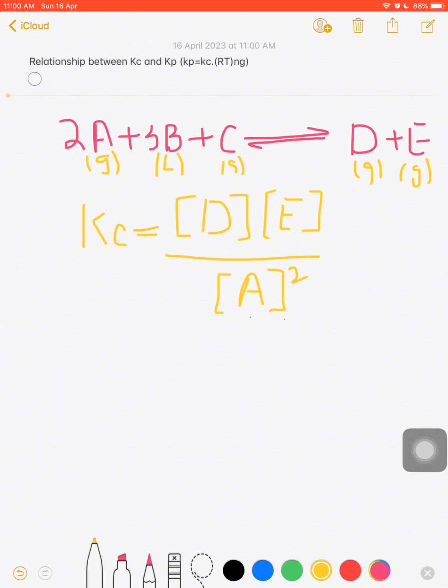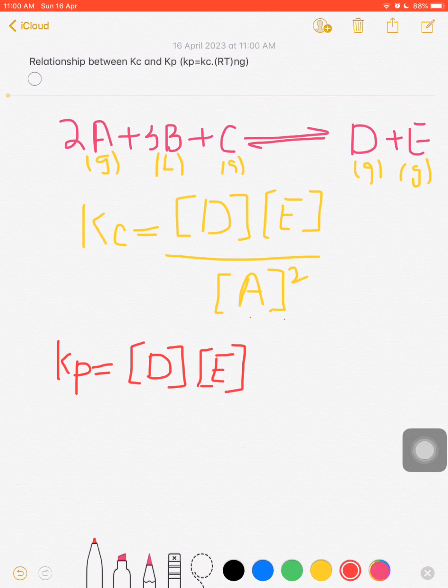Okay, if we want to find the Kp, let's find Kp for this. So the Kp will be equal to D, E and A square, right? This will be basically Kp.